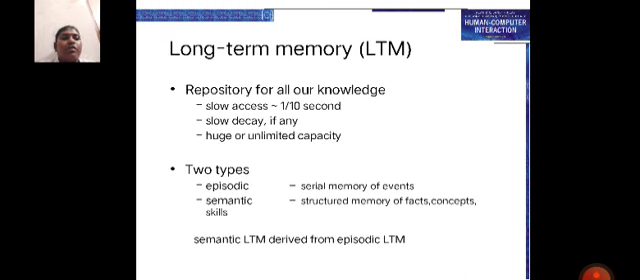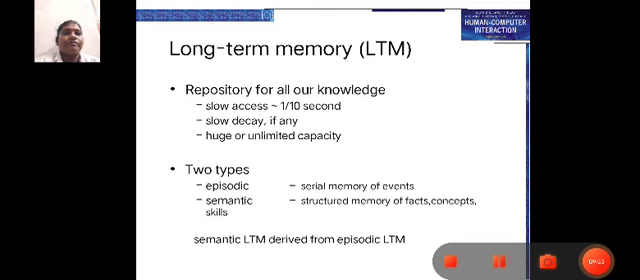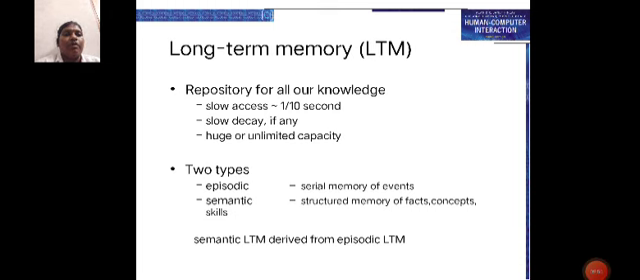And in terms of long term memory, it is the repository of all our knowledge, with slow access, about 1 tenth of a second, slow decay if any, and huge or unlimited capacity. There are types of long term memory: episodic, a serial memory of events, which is part of our lifetime and will be remembered until the end of our life. And semantic memory is structured facts or concepts that we learn through, for example, education.